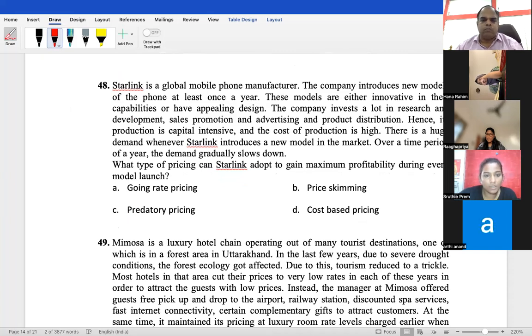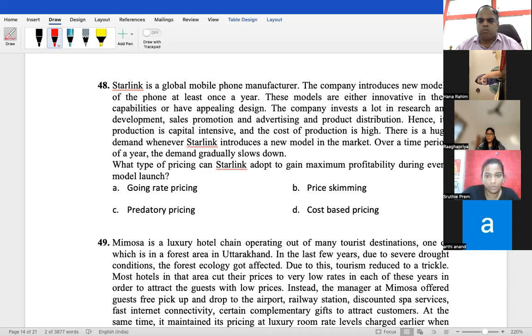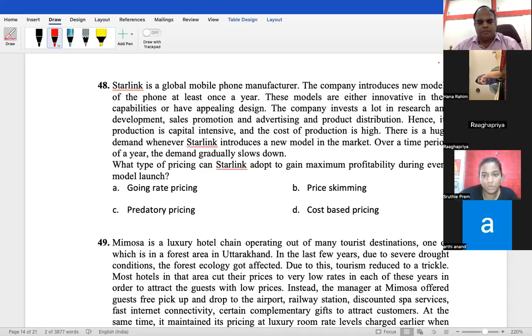Next. Starlink is a global mobile phone manufacturer. The company introduces new models of the phone at least once a year. These models are either innovative in their capabilities or have appealing design. The company invests a lot in research and development, sales promotion and advertisement, and product distribution. Hence, its production is capital intensive and the cost of production is high.